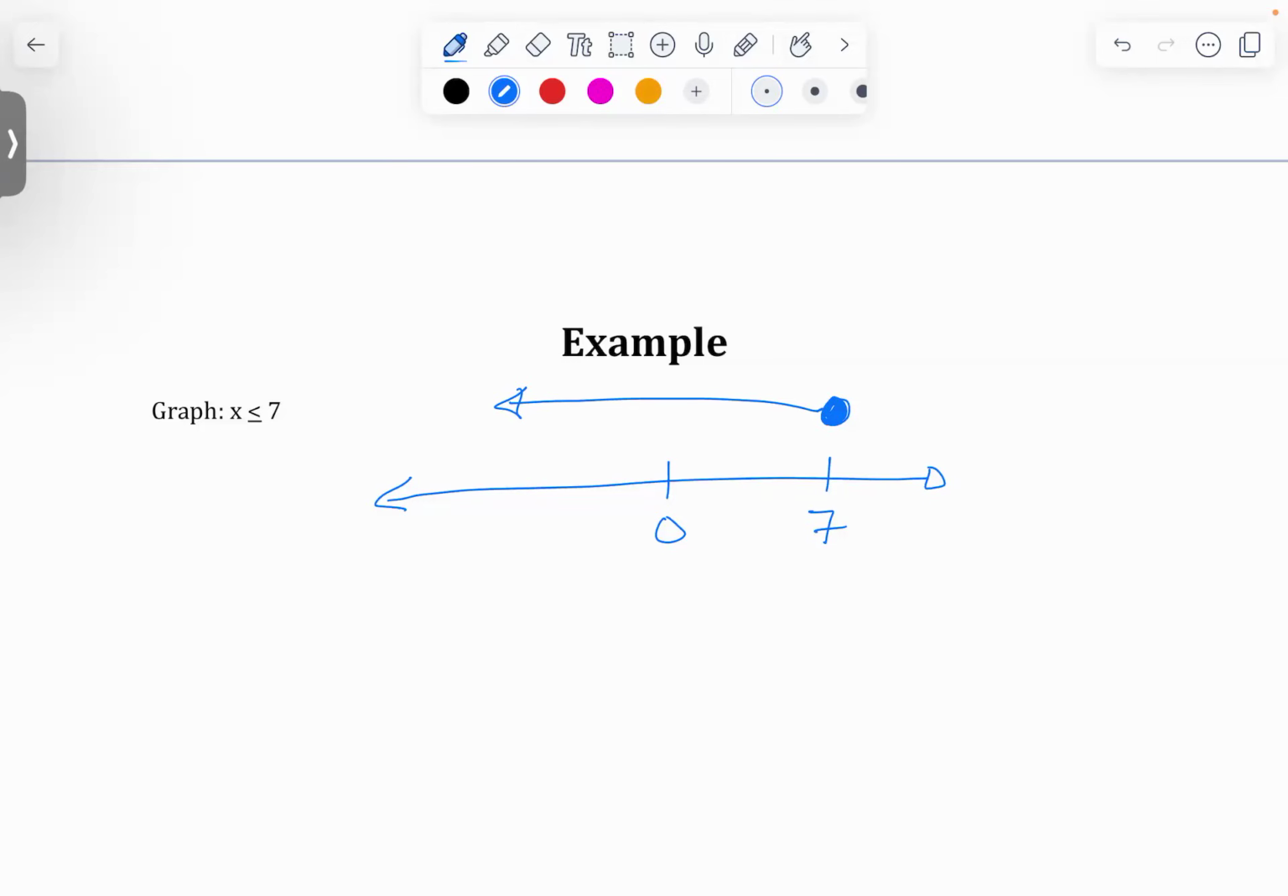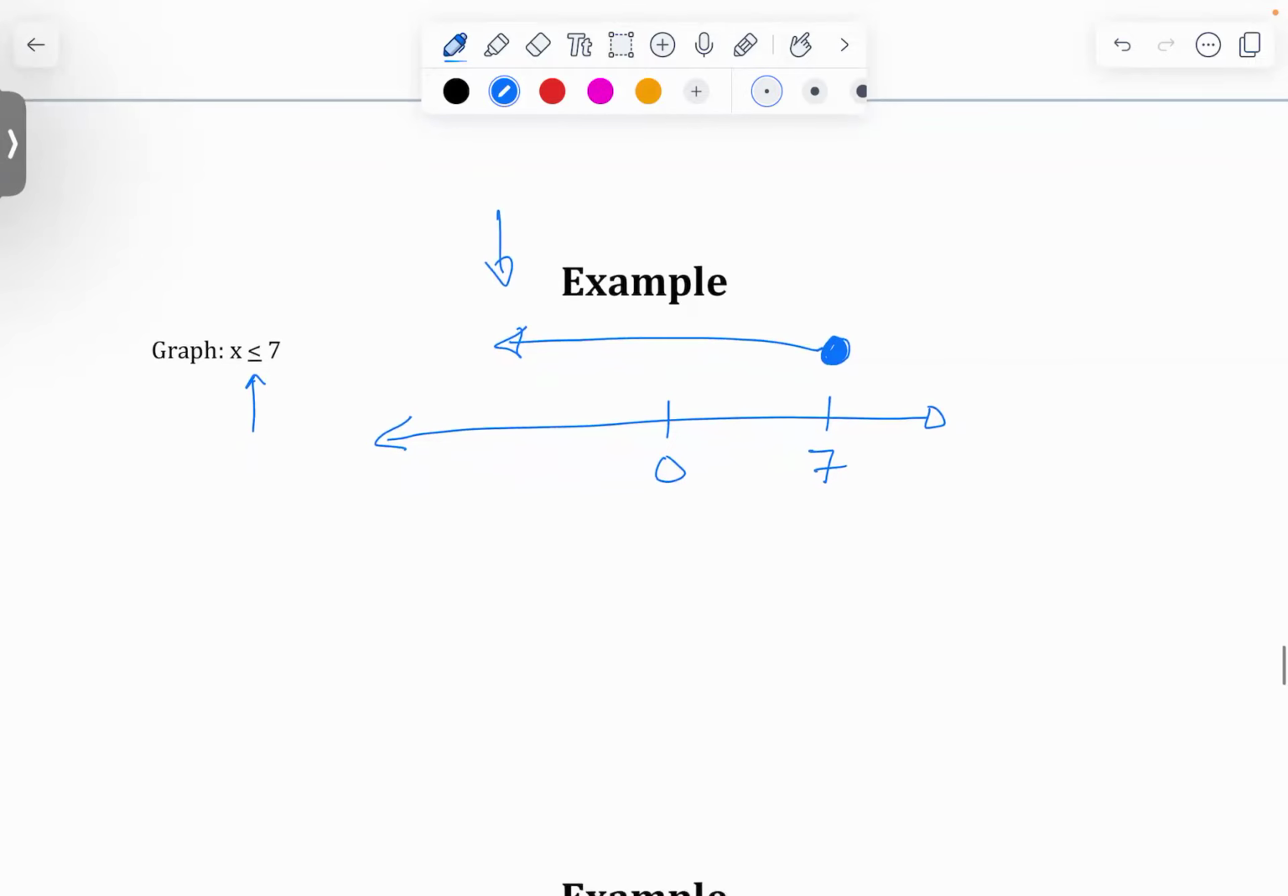Now, if you always write it with the variable on the left side, the little trick is that the inequality, the alligator mouth, will actually be pointing the direction. Notice that's pointing to the left. Oh, look, that's exactly what we had right there. It's pointing to the left. Now, that only works if the variable is always on the left side. So don't get fooled by that.